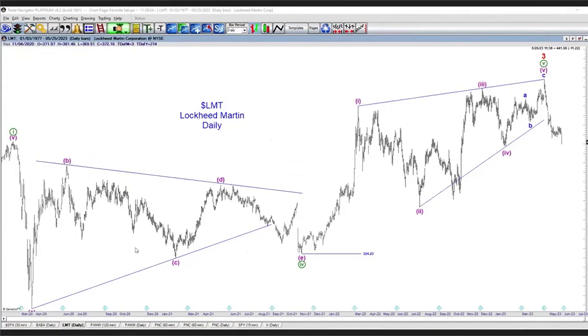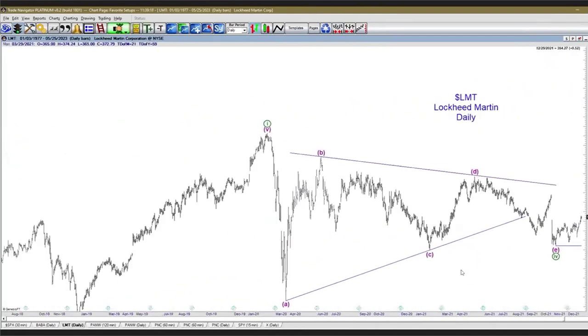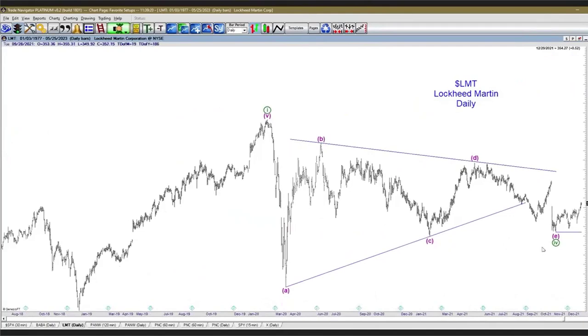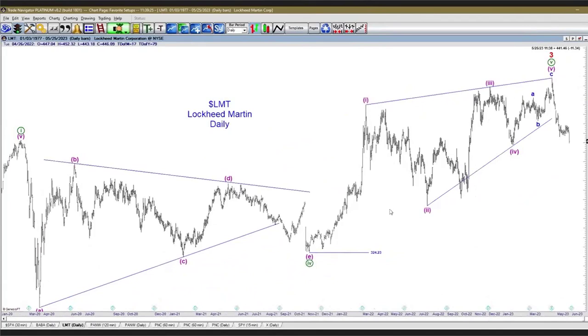So in the case right here, in the triangle, you want each leg to be fairly proportionate to the prior leg, which it was. You want wave E to hold above, in this case, wave C, which it did. All right. So that count, if we were counting Lockheed Martin back here, that would have been how I would have counted it. And then it got the new high, and then it evolved into an ending diagonal.